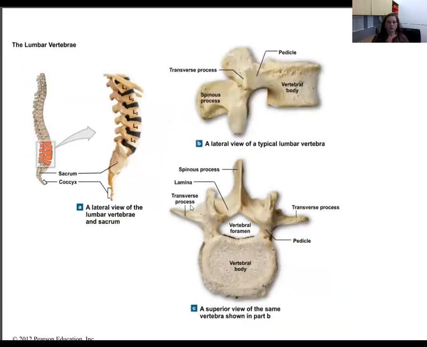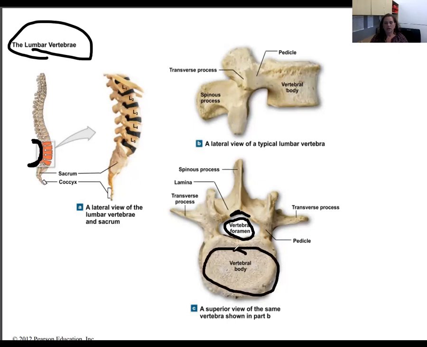The next vertebrae we're going to look at is the lumbar vertebrae. Your lumbar vertebrae are going to be found in that deep curve of the spine. So in that deep curve right there, all of those vertebrae are your lumbar vertebrae. Your lumbar vertebrae has some of the basic parts that we've already learned. This big hole right here is your vertebral foramen. This little arch right here is your vertebral arch. And all of this is the vertebral body.